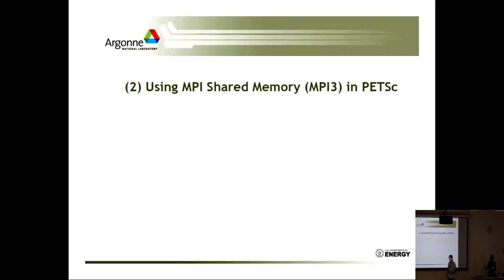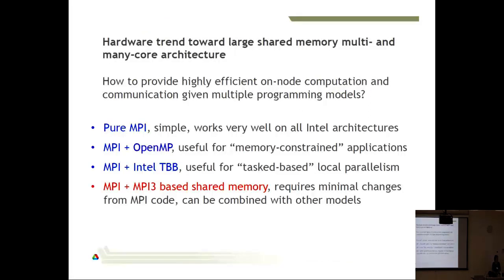Well, as Rich said, we have many-core machines, so users keep asking us whether we can make use of the many-core machines to get faster speed with PETSc. So we have to do those. Hardware is trending toward large shared memory, like a KNL machine, where we have more than 60 cores with shared memory. And then the question to us is how to provide highly efficient on-node computation.